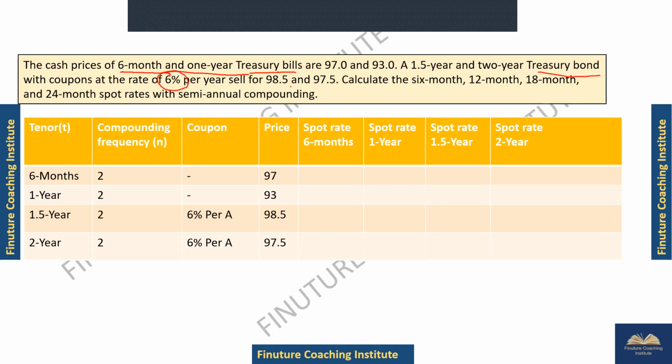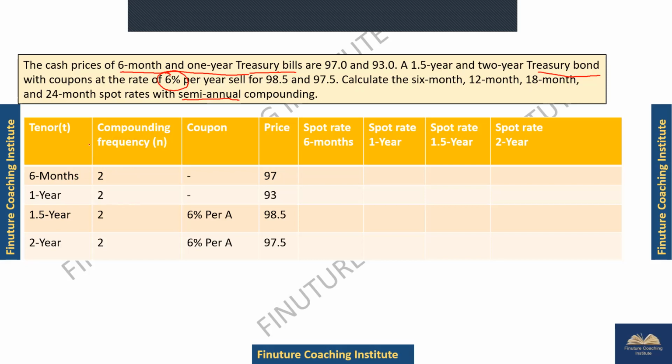The prices are given, and we have been asked to calculate the 6 month, 12 month, 1.5 year, and 2 year spot rates with semi-annual compounding. Of course, the compounding frequency for treasuries is semi-annual. So I have just summarized whatever information we have been given.